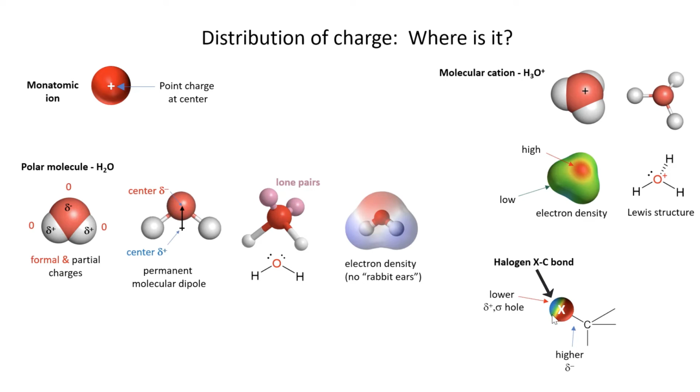The slightly positive distal end of the halogen can act in a similar way to the slightly positive hydrogen on a water molecule and form a noncovalent attraction with a lone pair on a slightly negative oxygen or nitrogen on another molecule. This halogen bond is analogous to the hydrogen bond. The slightly positive end of the halogen is a halogen bond donor, as the slightly positive H on an oxygen is a hydrogen bond donor.